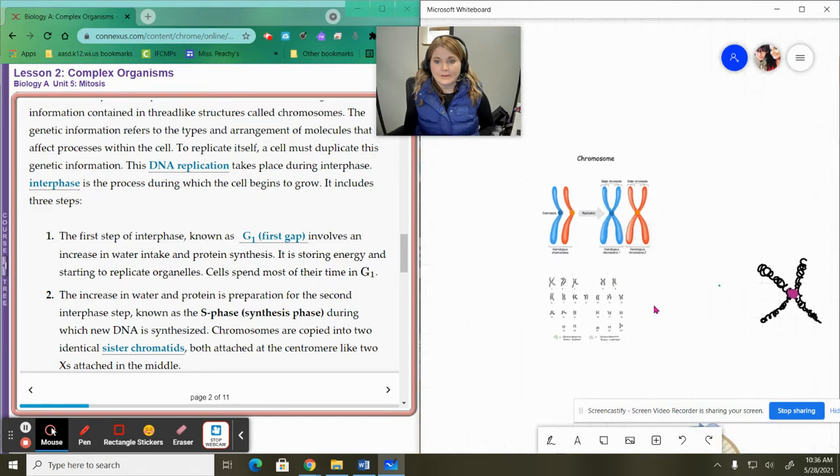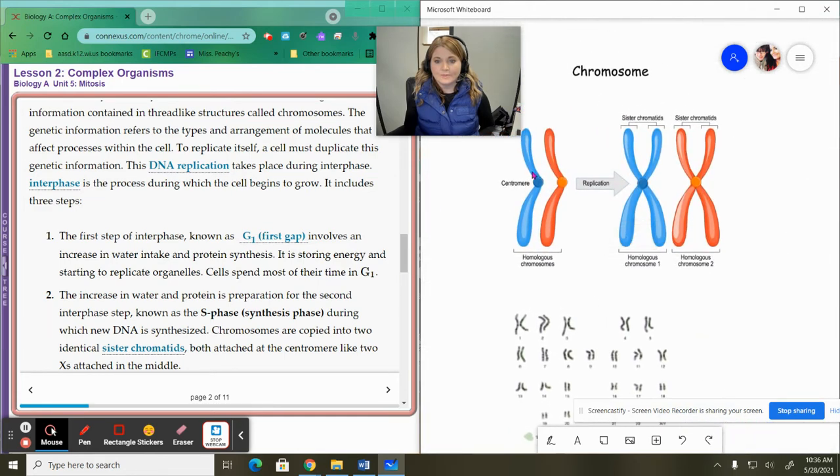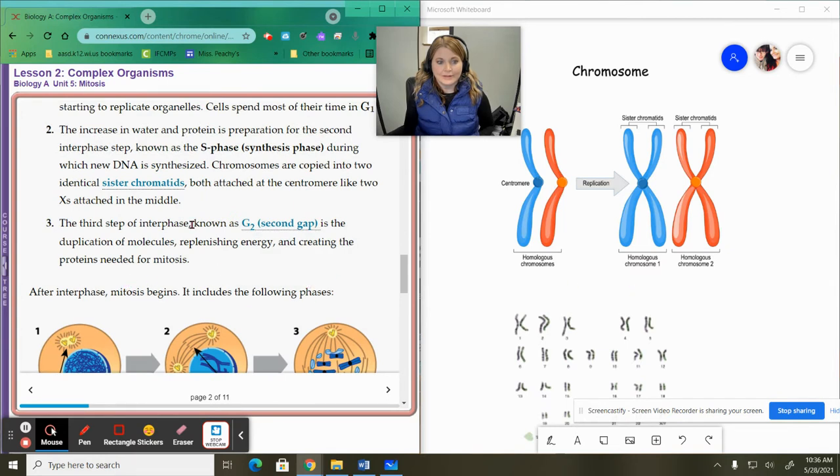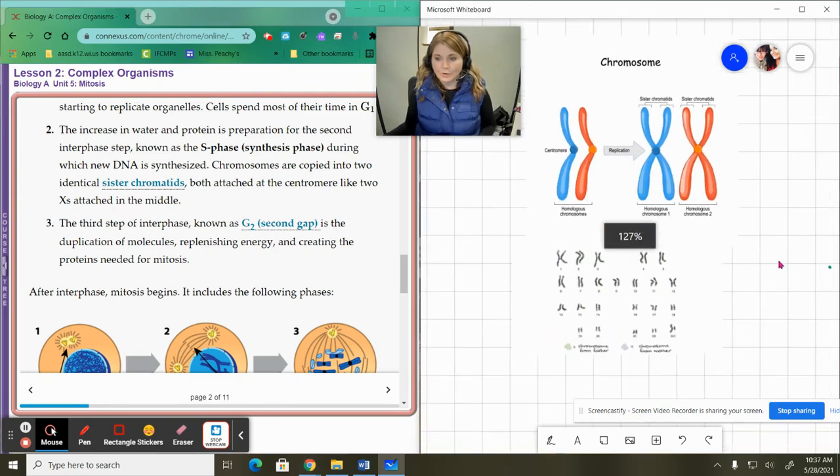And that's kind of what we saw here, right? So these chromosomes copy themselves. They're copied, and now there are 2 of each copy. We call them sister chromatids, and that's where that familiar X shape comes from. And then the third step of interphase is known as the G2 or second gap: duplication of molecules, replenishing of energy, and creating the proteins needed for mitosis. Okay, so all that's kind of review, except for maybe the part about the sister chromatids and the differences between a chromosome and a chromatid.